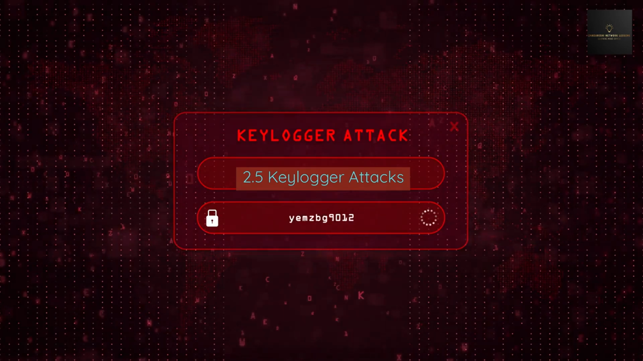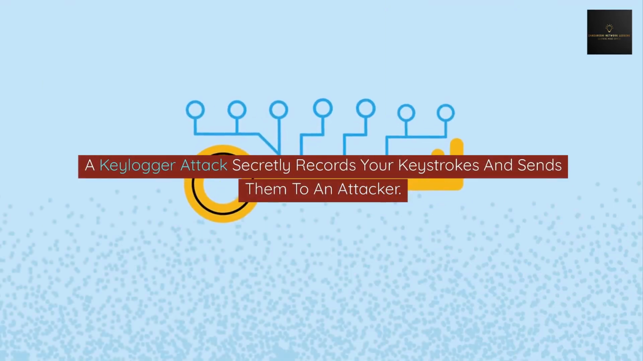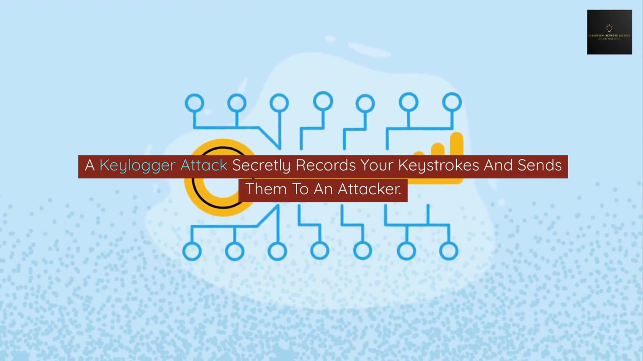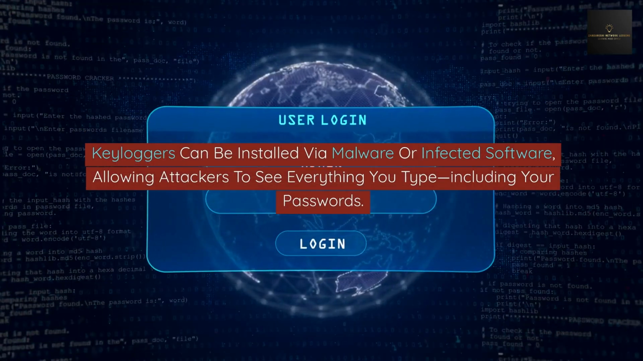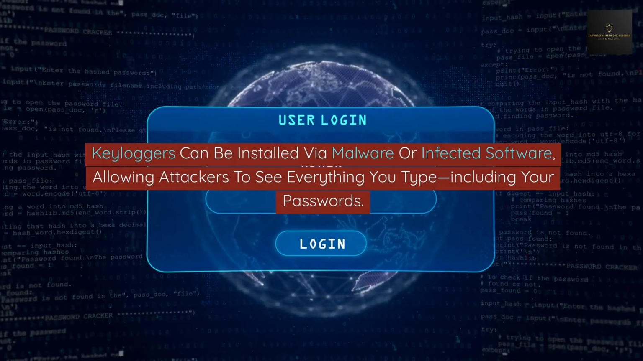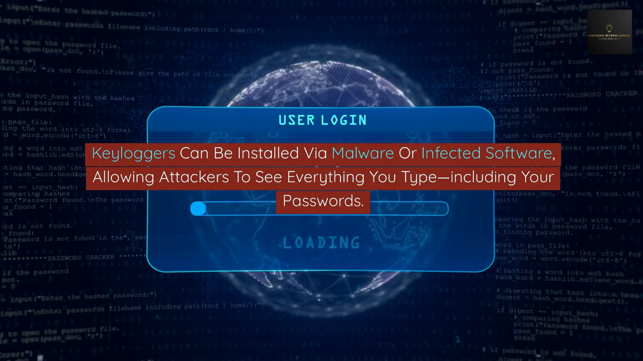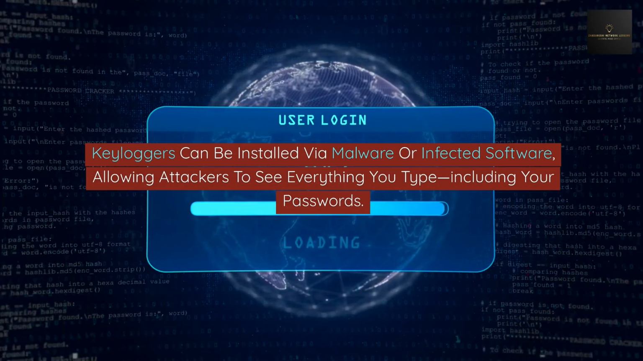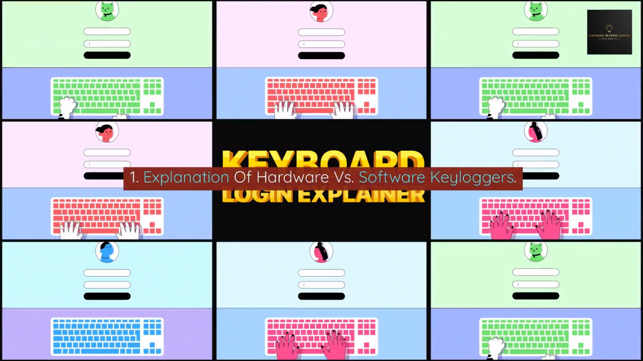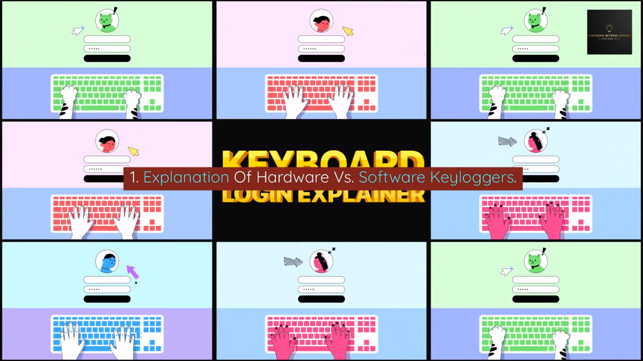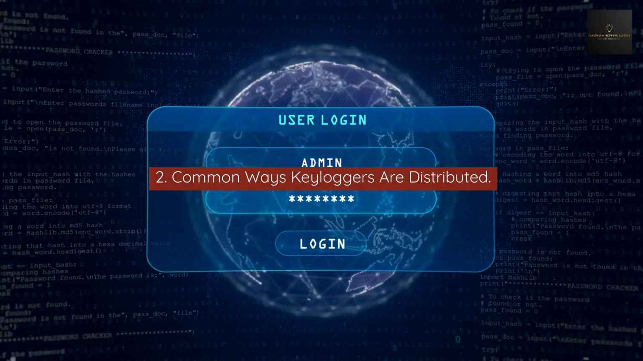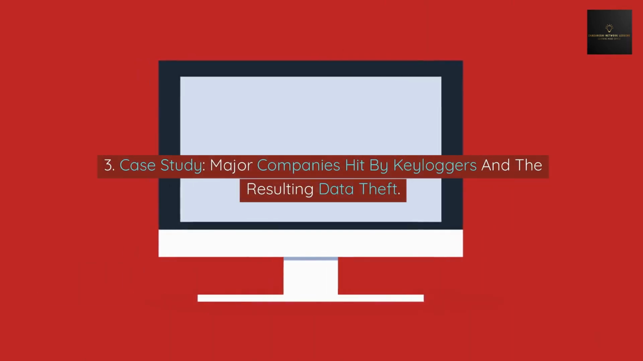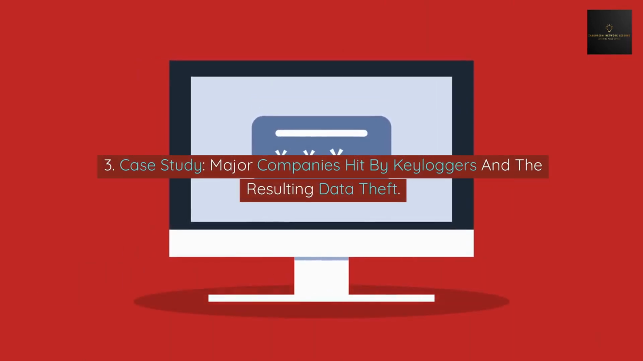2.5. Keylogger attacks. A keylogger attack secretly records your keystrokes and sends them to an attacker. Keyloggers can be installed via malware or infected software, allowing attackers to see everything you type, including your passwords. Details. 1. Explanation of hardware versus software keyloggers. 2. Common ways keyloggers are distributed. 3. Case study. Major companies hit by keyloggers and the resulting data theft.